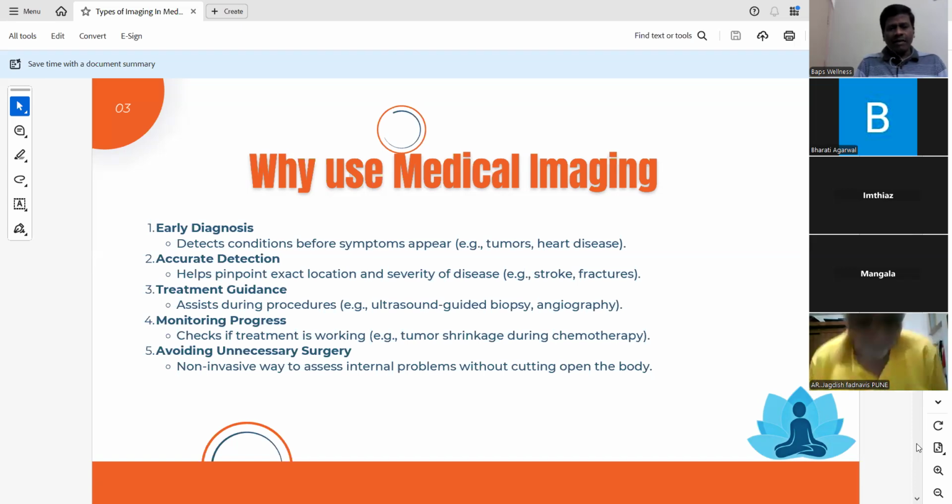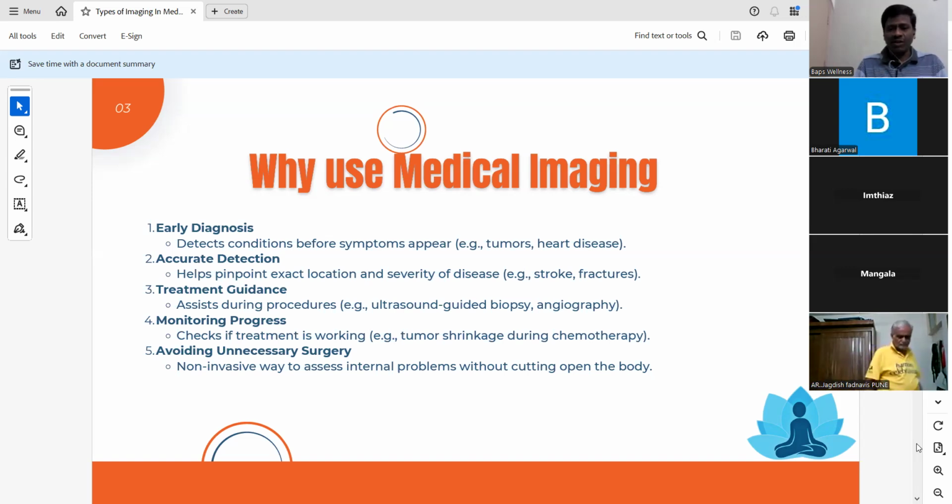Then it helps in accurate detection. In areas like the brain, exactly at which area, at what depth, what level, whether it is in the gray matter or in the white matter, up to what level. So it helps pinpoint the exact location and also the severity of the disease.